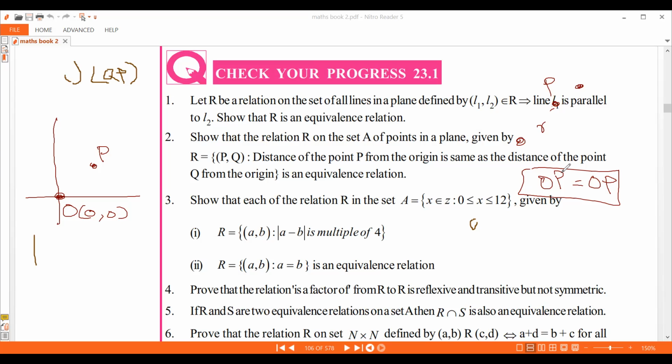Show that each relation R in the set A equal to x belongs to Z, 0 less than x less than 12. This I will do tomorrow. Don't worry. Here we'll stop. We'll take a break.